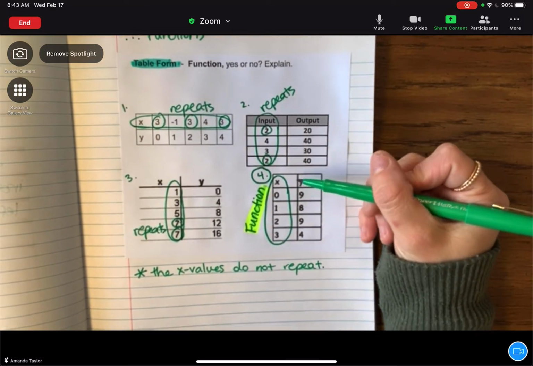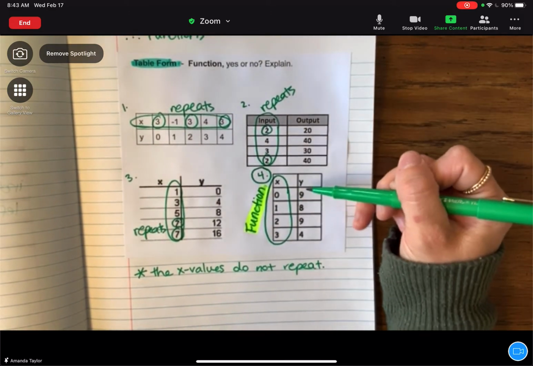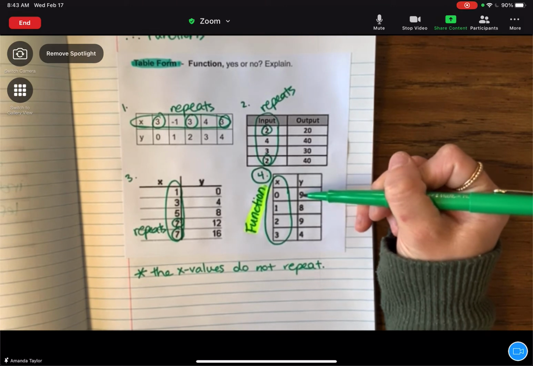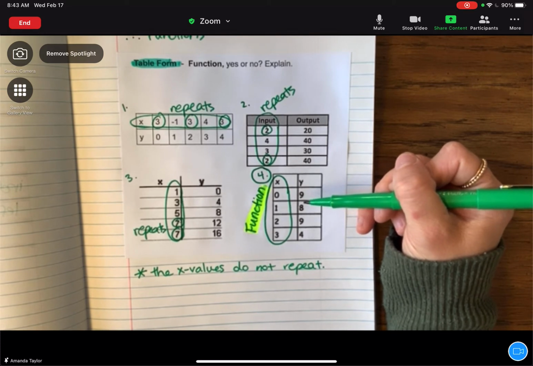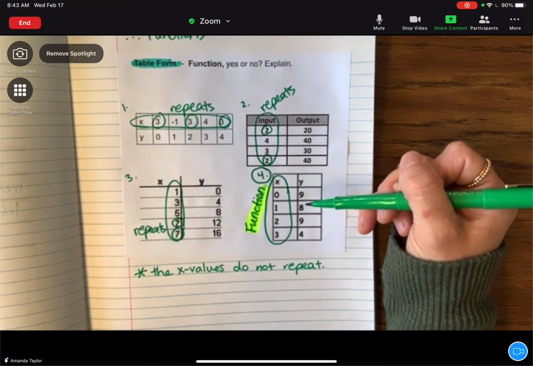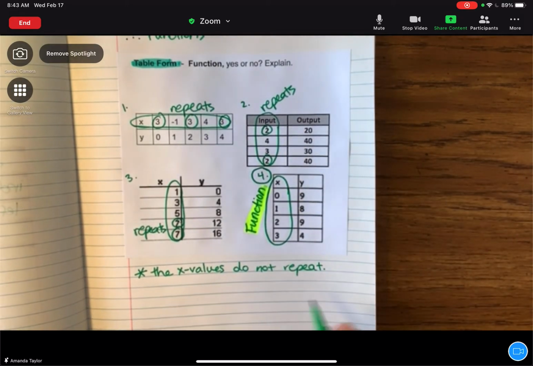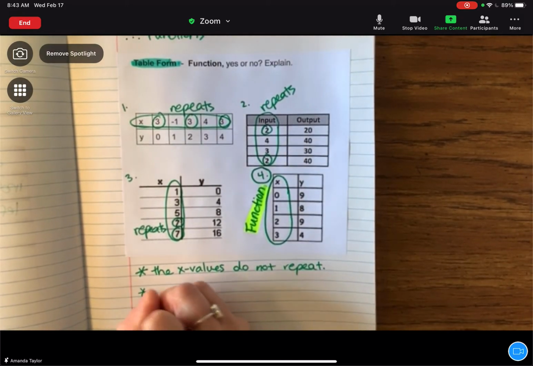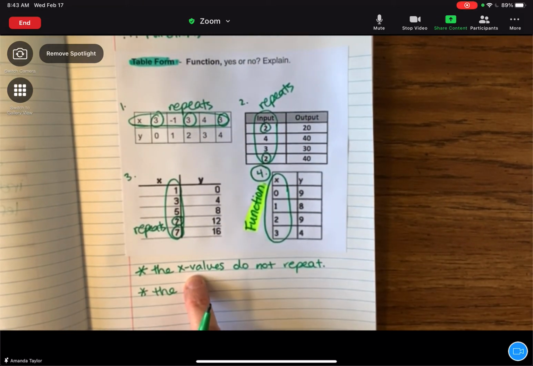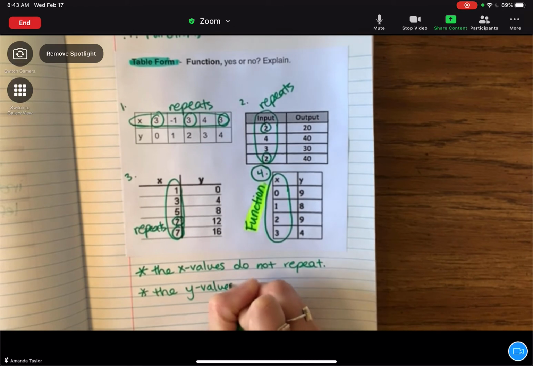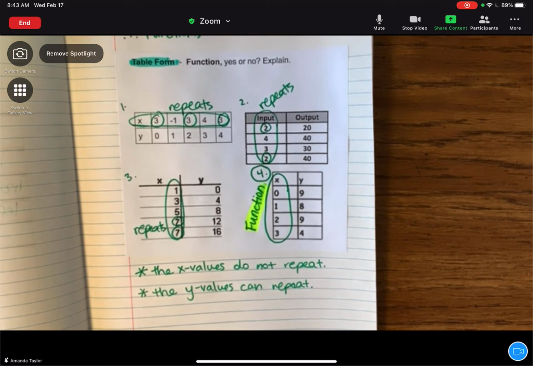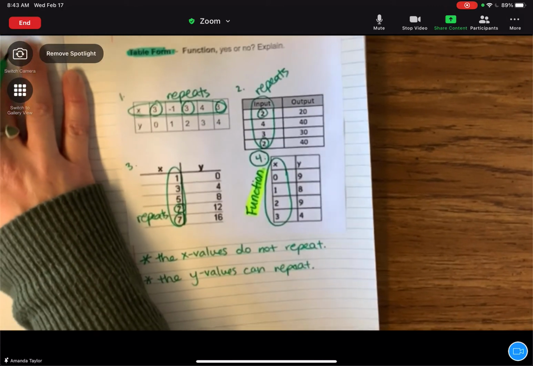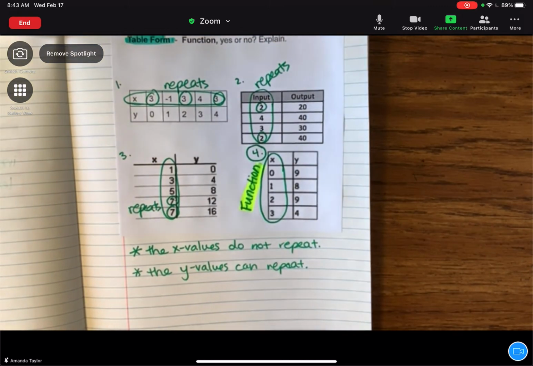Now, if you'll notice in the y value, so we know number 4 is the function. Do you see the same y value repeated? You see the 9s? That's okay. You can have repeating y values, you just can't have repeating x values. So the x values do not repeat. The y values can repeat. Isn't that so easy now? If I gave you another list of tables, you could be like, boom, that's the function.